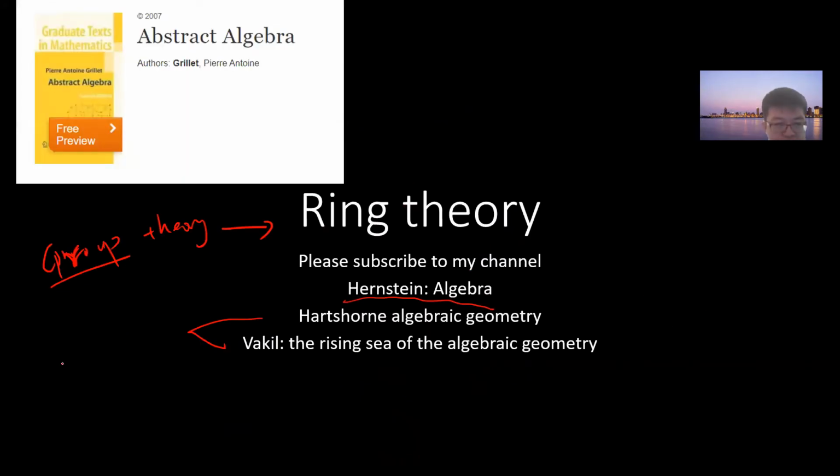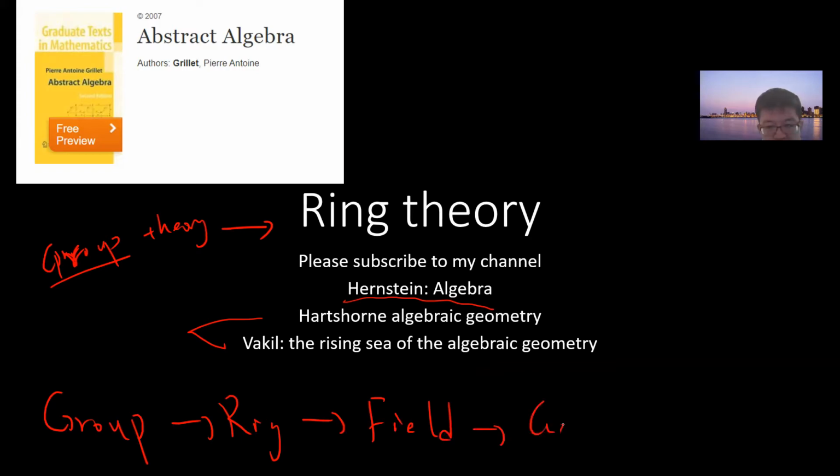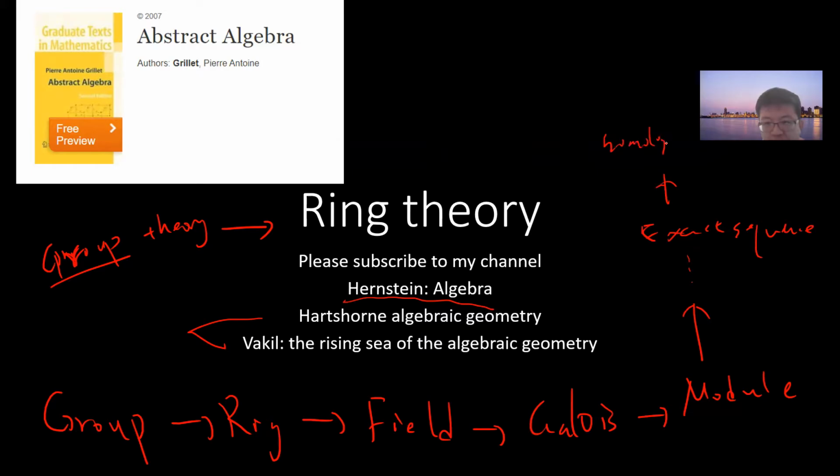Yeah. So the usual starting point is that from group, go to ring, go to field, and from the field you can talk about Galois, and then you can talk about the module, and talk about more, right? So it becomes an exact sequence, homological algebra. And then you go into category. Yeah, so this is basically what I plan to do in the future.